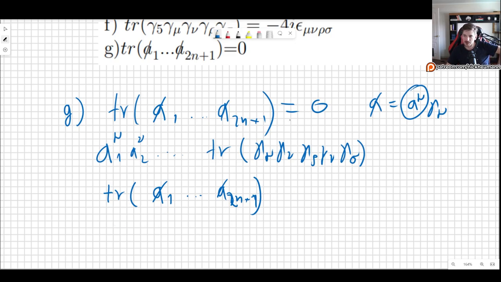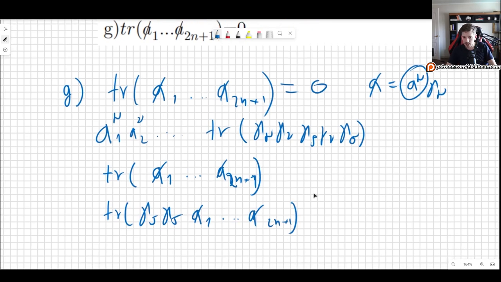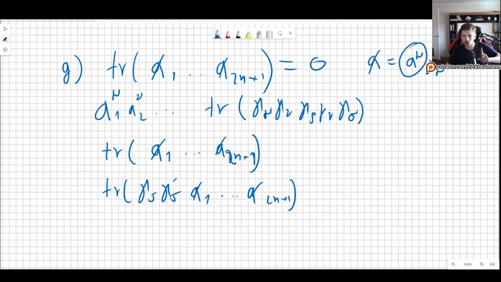Now we want to show that it's equal to 0. So again, let's use our beautiful gamma 5 trick. We multiply by 1, which is gamma 5 squared, and keep everything else, up to a slash 2n plus 1. Now we commute one of our gamma 5s all the way to the end. We commute it 2n plus 1 times, which is an odd amount, so we always end up with a minus outside. So the trace of gamma 5, a1 slash, and so on, all the way to a slash 2n plus 1, gamma 5.